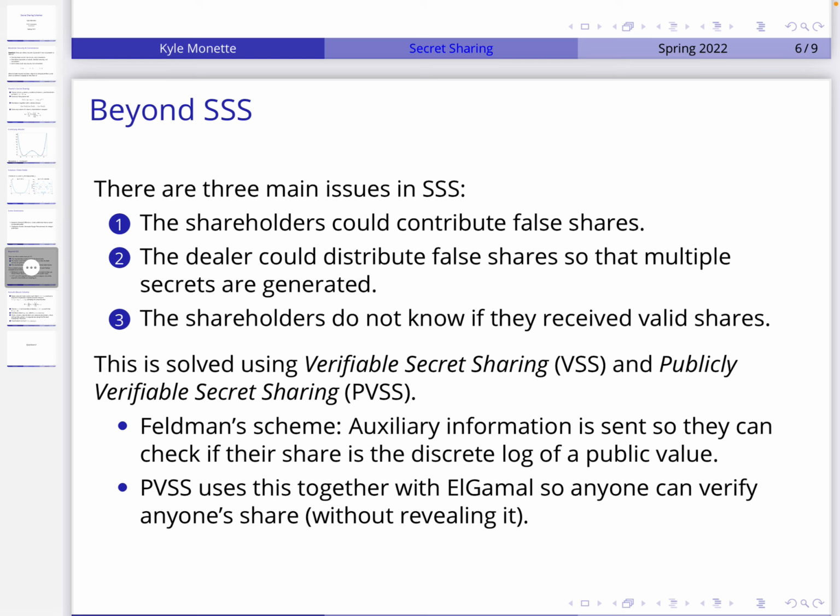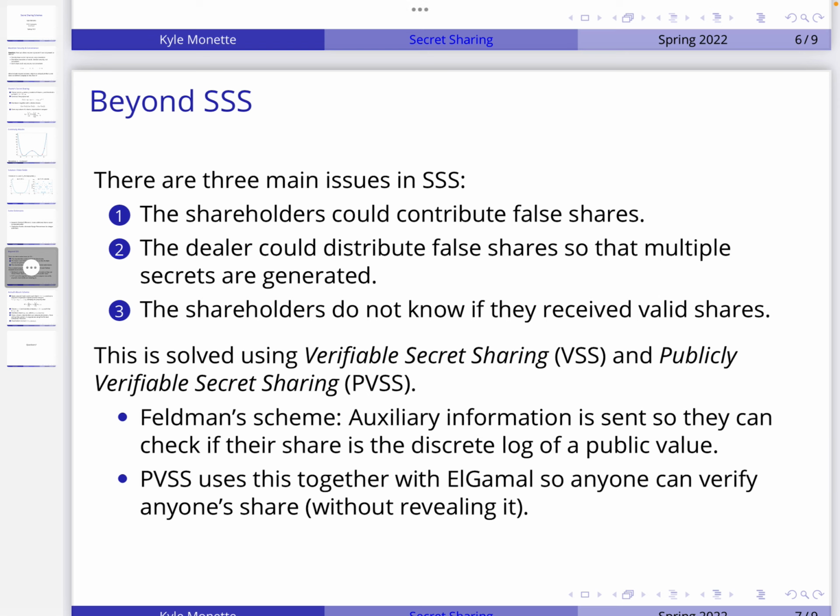And this is using VSS combined with some public encryption scheme like ElGamal. So you can make sure that all the shareholders have a legitimate value, because they can publish information in a public key system. It's way more complicated than this, but this is a very broad picture.